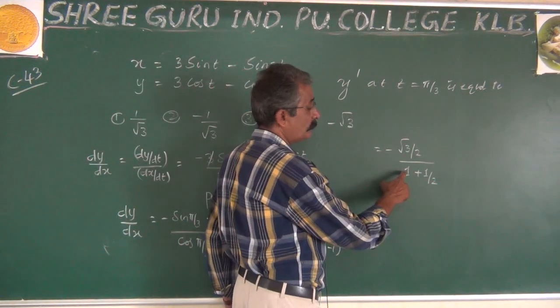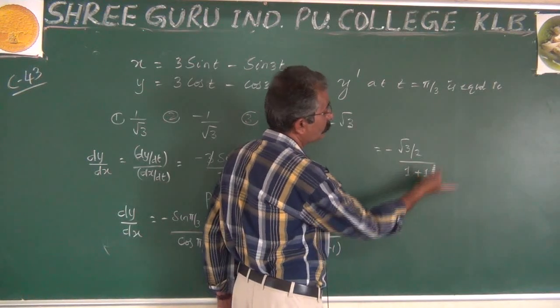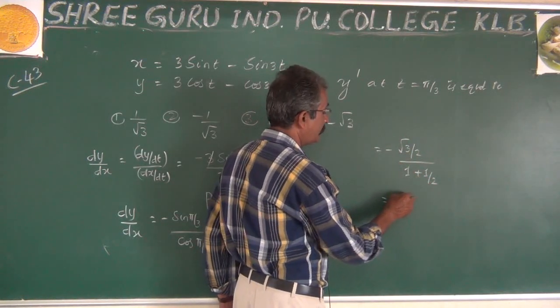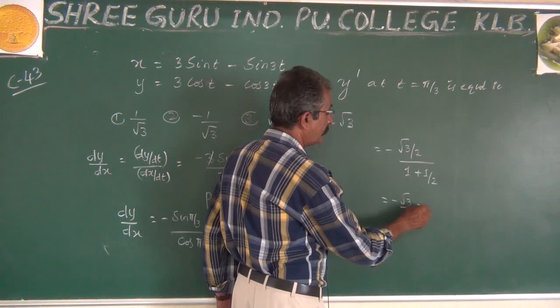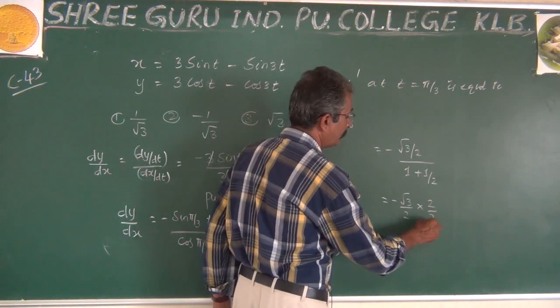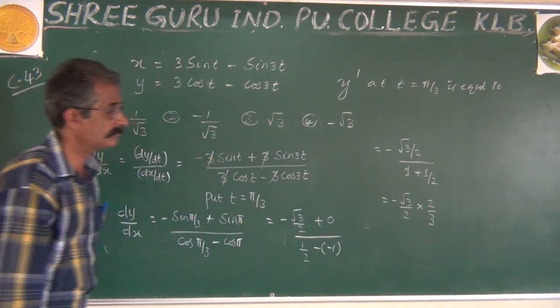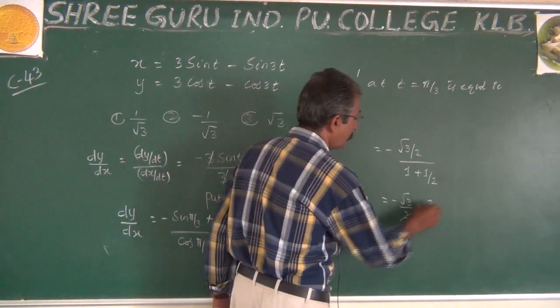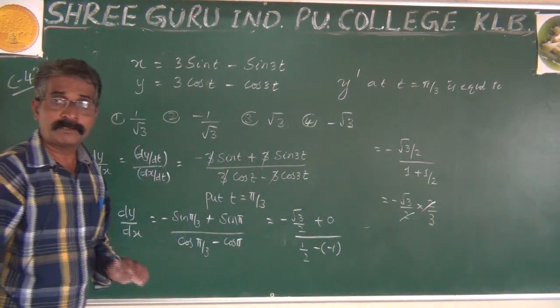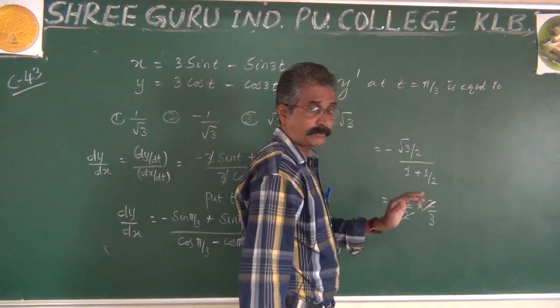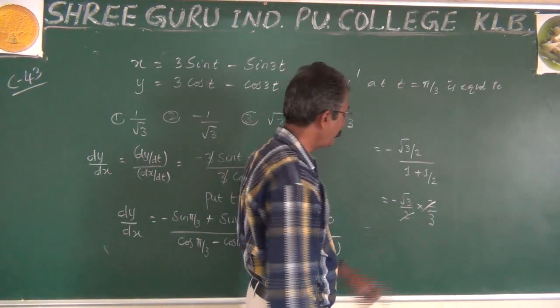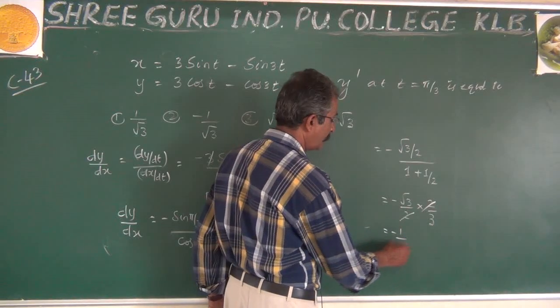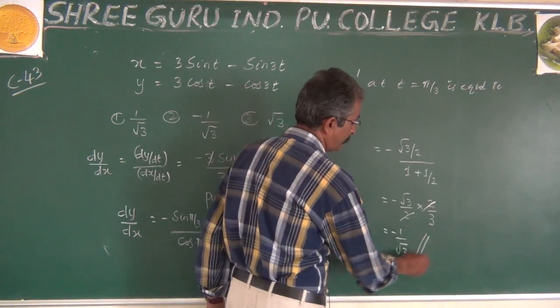LCM 2 into 1, 2 plus 1, 3, and 2 goes to numerator. So it is minus root 3 by 2 into 2 divided by 3. 2 cancels. And also at the same time, what is 3? 3 is root 3 into root 3. When root 3 cancels, minus 1 by root 3 is the final answer.